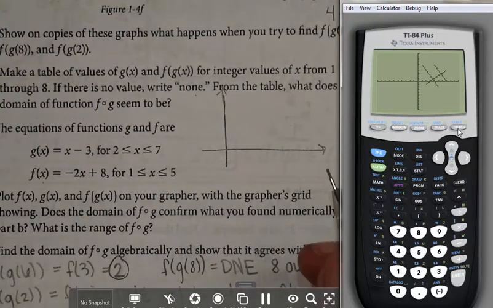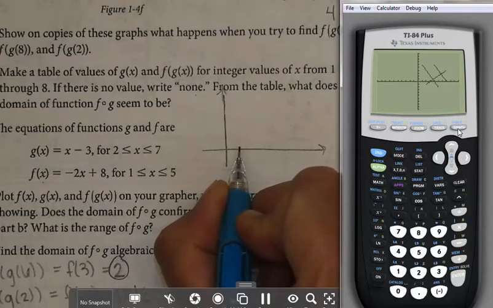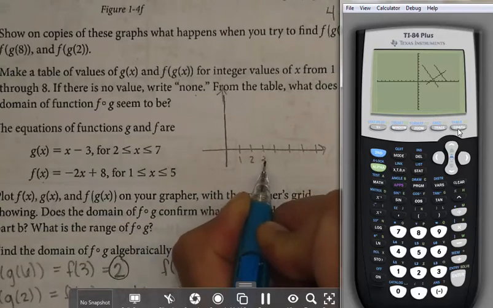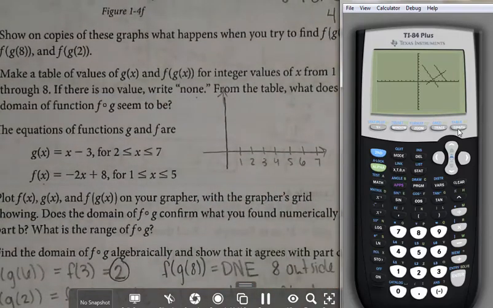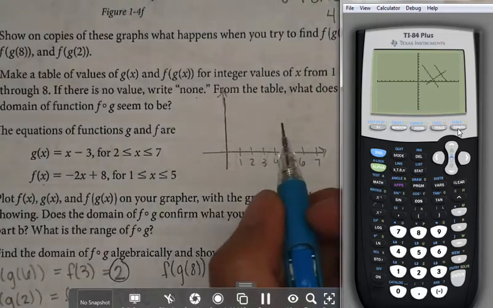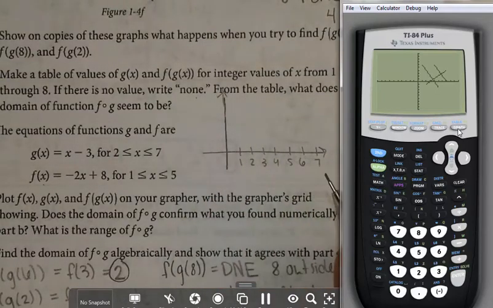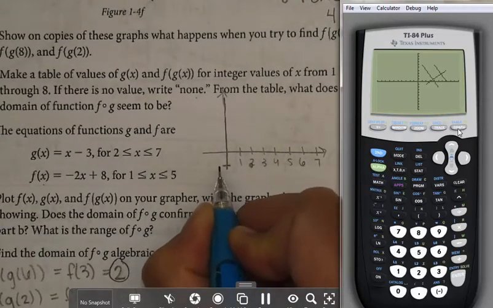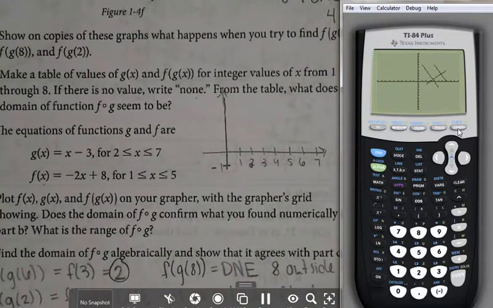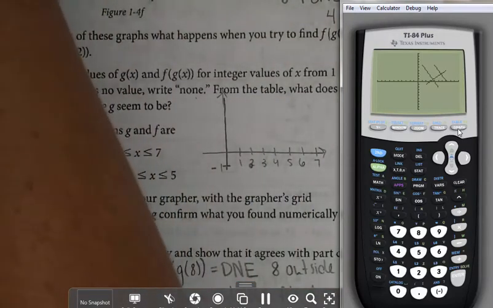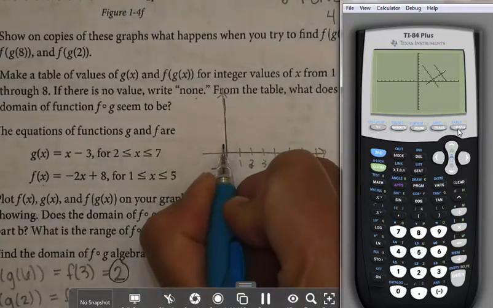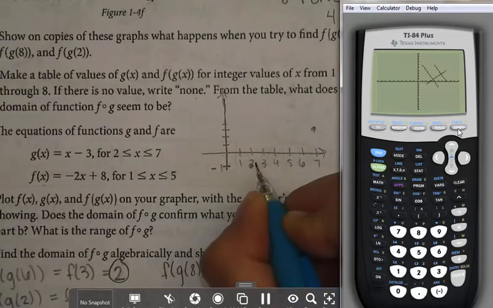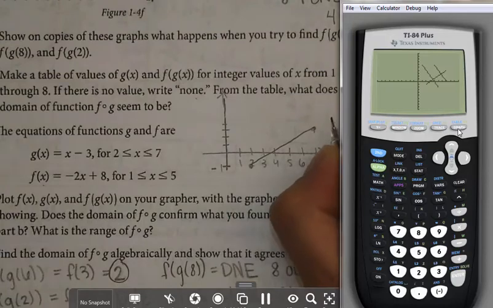All right, so the first function goes from 1 to 5, 2 to 7. When we had 2 as our input on the first function, we were at negative 1. And then when our input was 7, we appeared to be at 4. So this is going to be my g function.